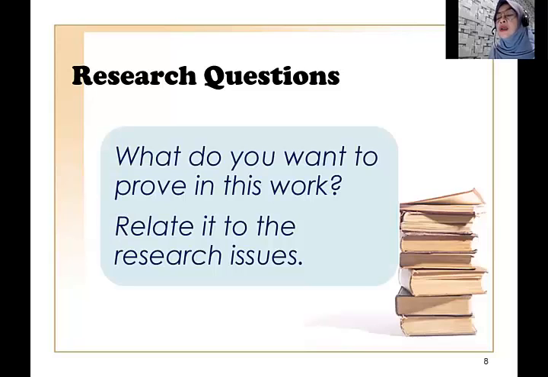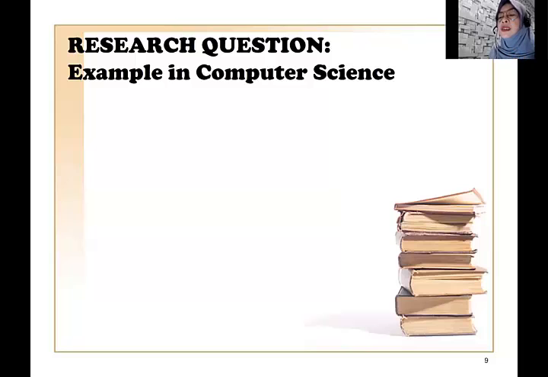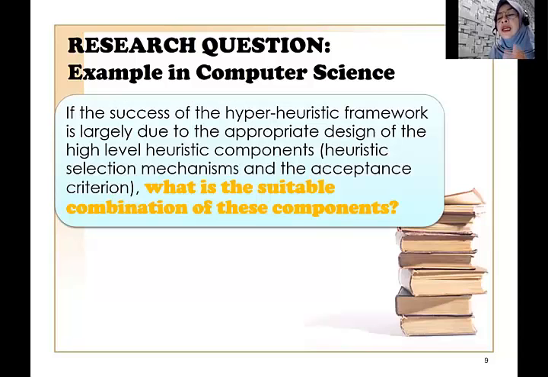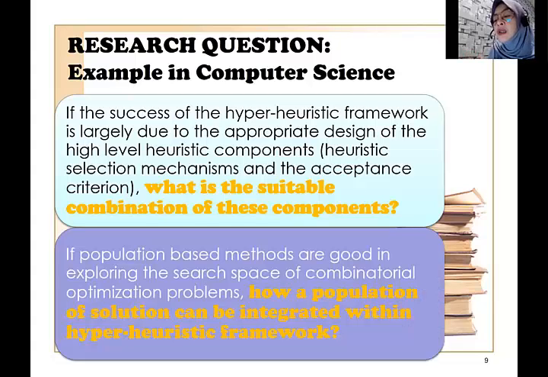The research question answers what you want to prove in this work. Relate it to the research issue in the problem statement. Example of research questions in computer science: If the success of a hyperheuristic framework is largely due to the appropriate design of the high-level heuristic component, heuristic selection mechanism and acceptance criteria, what is the suitable combination of these components? If population-based methods are good at exploring the search space of combinatorial optimization problems, how can a population of solutions be integrated within the hyperheuristic framework?